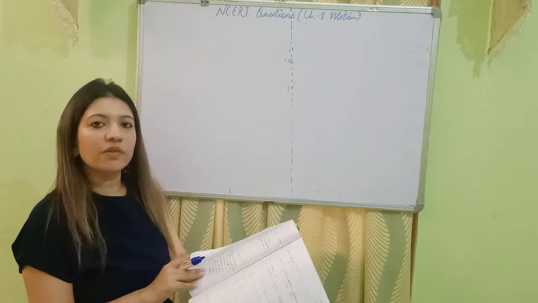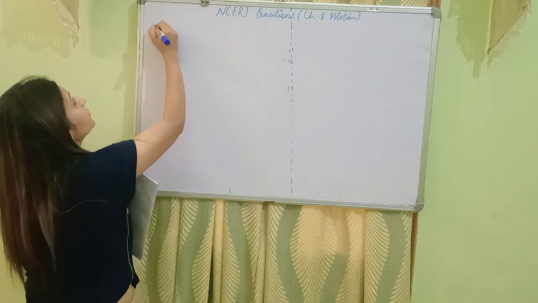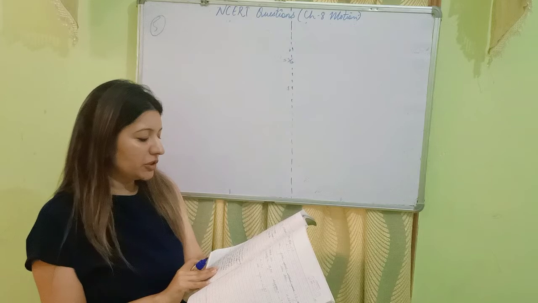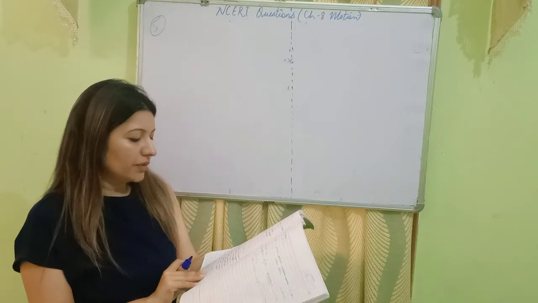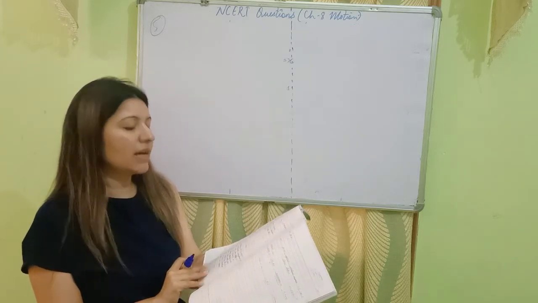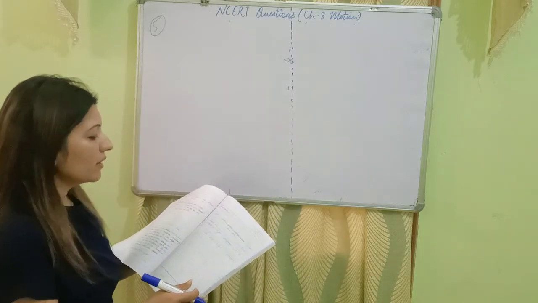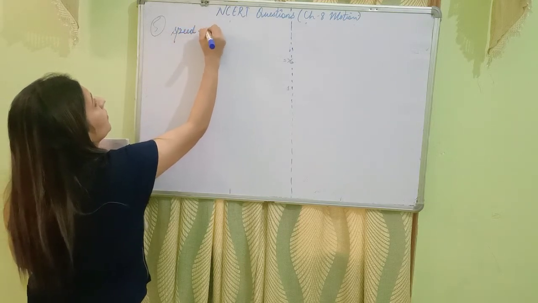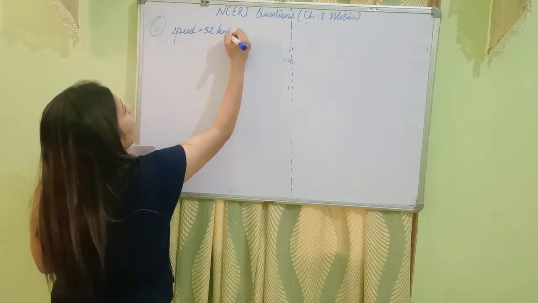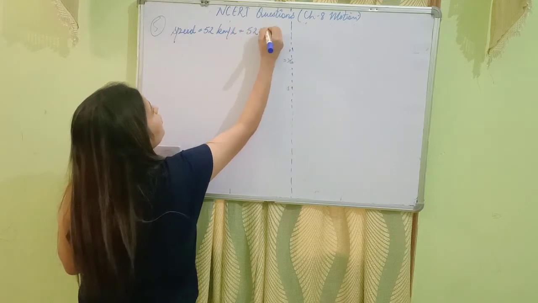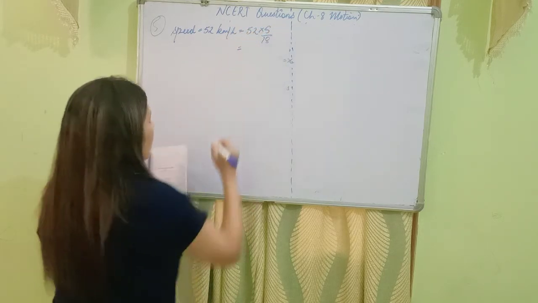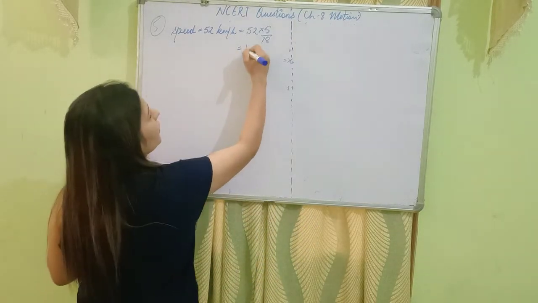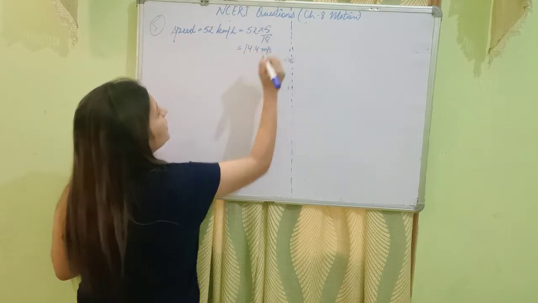The next question, fifth question of NCERT. A driver of a car traveling at 52 km per hour. Now what is the speed of the driver given? It is given as 52 kilometers per hour. Convert this into meters per second. 52 into 5 by 18, it will come out to be 14.4 meters per second.